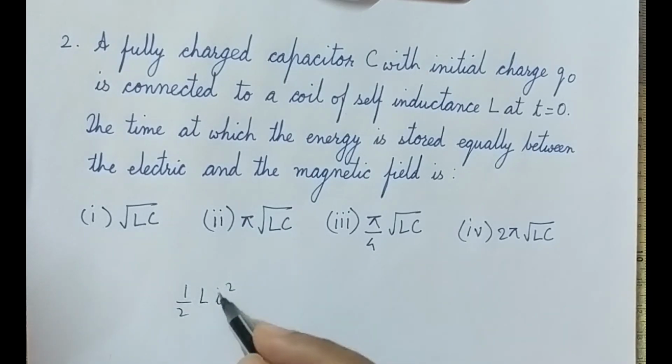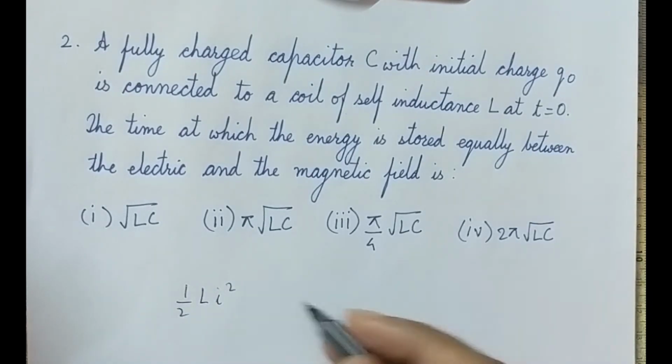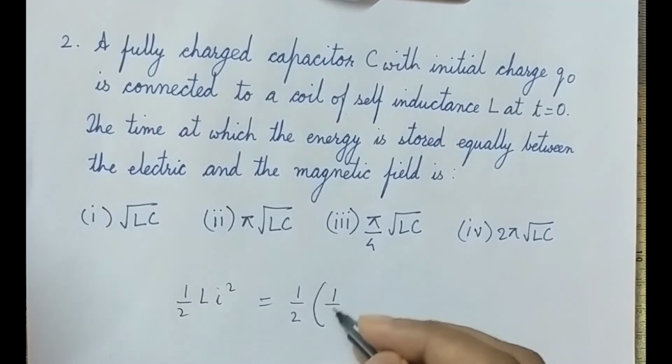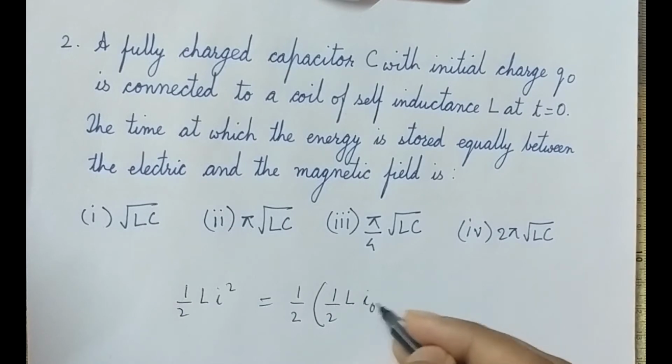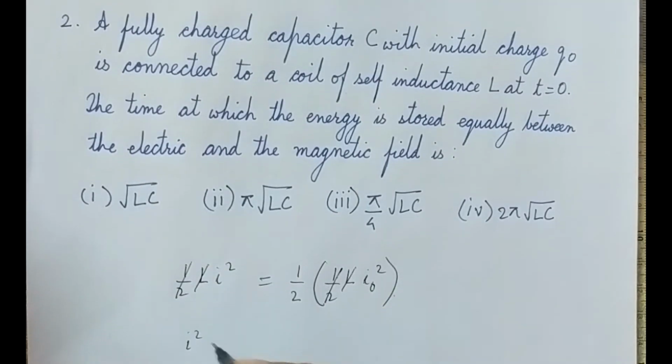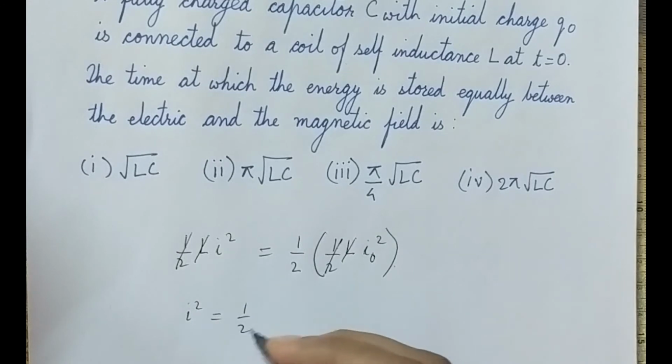At any instant when the current is I, this is the power. We want to find it when the power is half of the maximum value, that is half L I naught square. So we need to find the time here. We can cancel out the half and the L from both sides. So I have I square is equal to half of I naught square.